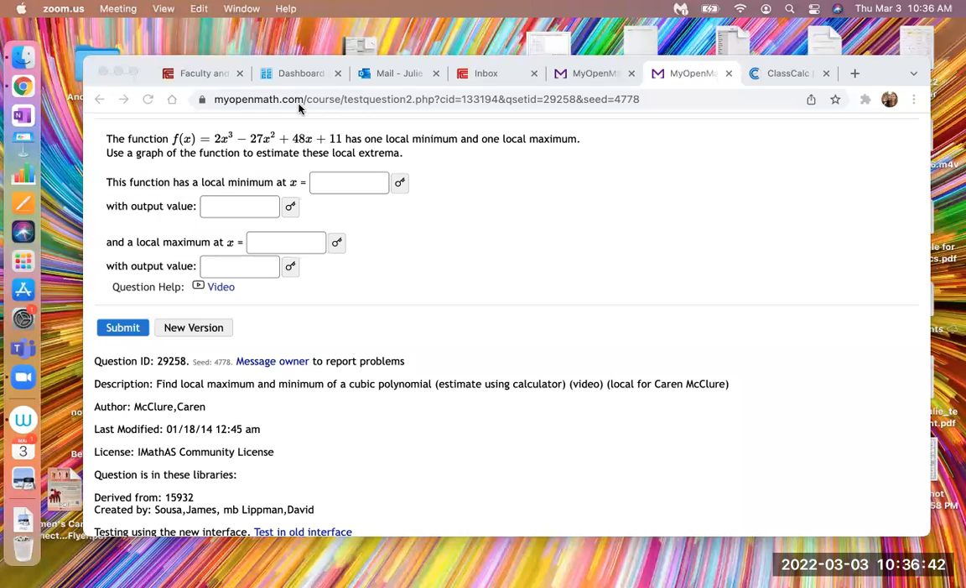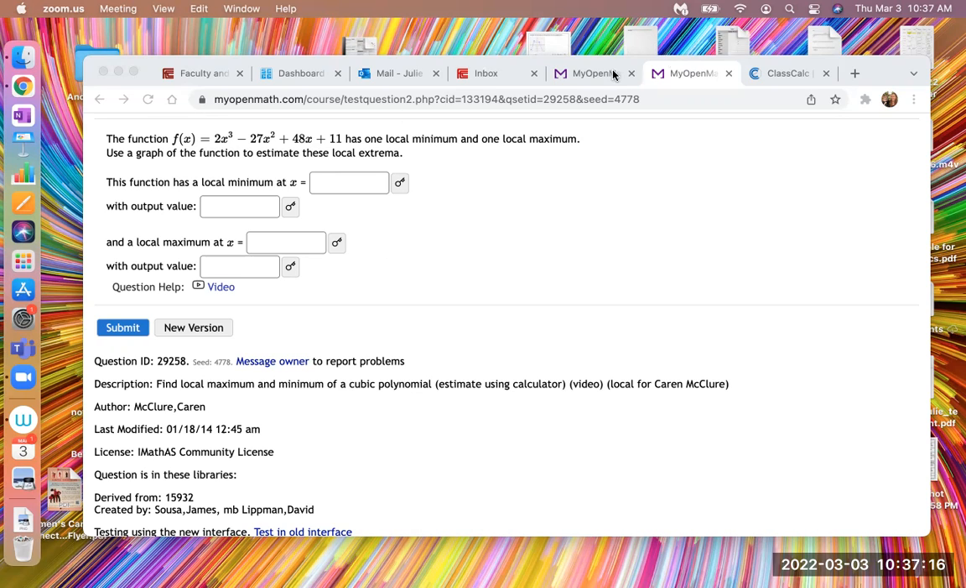For this problem, it says the function f of x equals 2x cubed minus 27x squared plus 48x plus 11, and it has one local minimum and one local maximum. It says to use a graph of the function to estimate these local extrema. Extrema are your max and min, where the graph hits a maximum and then starts going back down. It's a local maximum, local minimum.